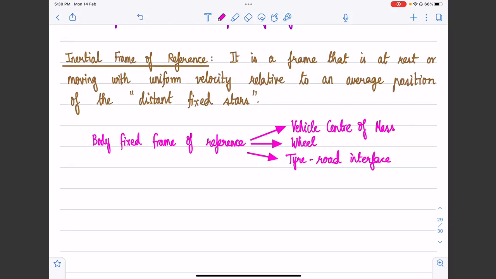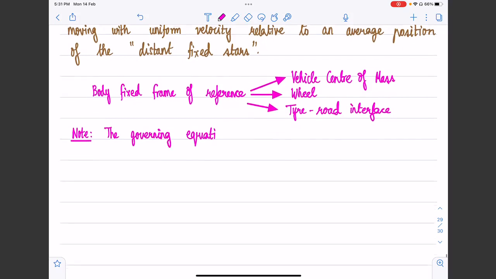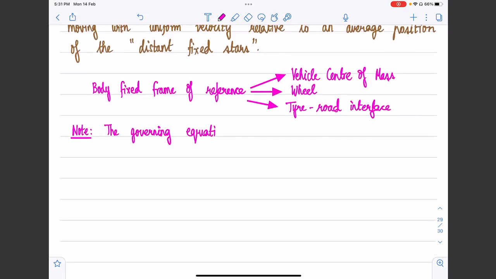But why do we typically measure things with respect to an inertial frame of reference? It is just that the governing equations of motion that characterize a body's or a vehicle's motion, in our case, take the simplest form when we write those equations with respect to an inertial frame. So that is the bottom line.